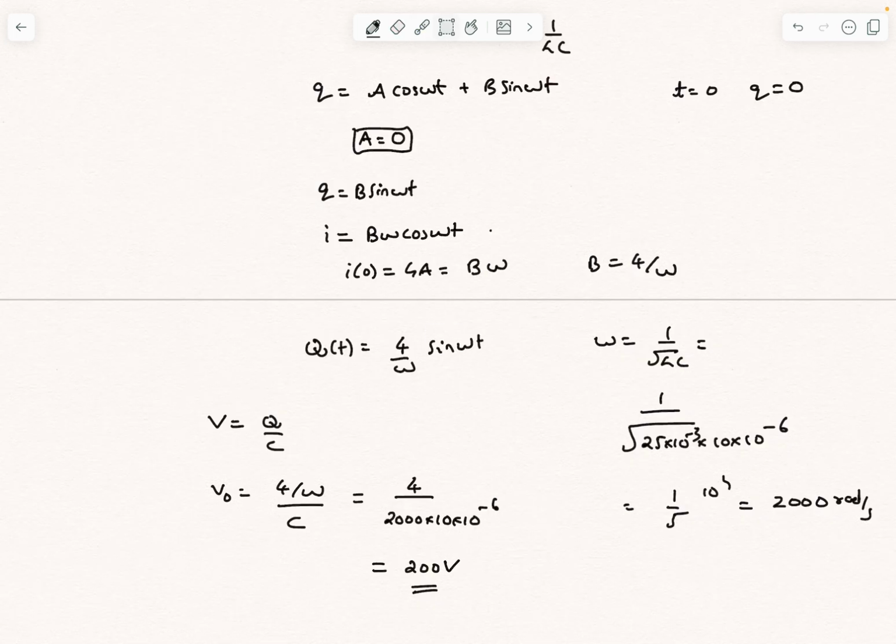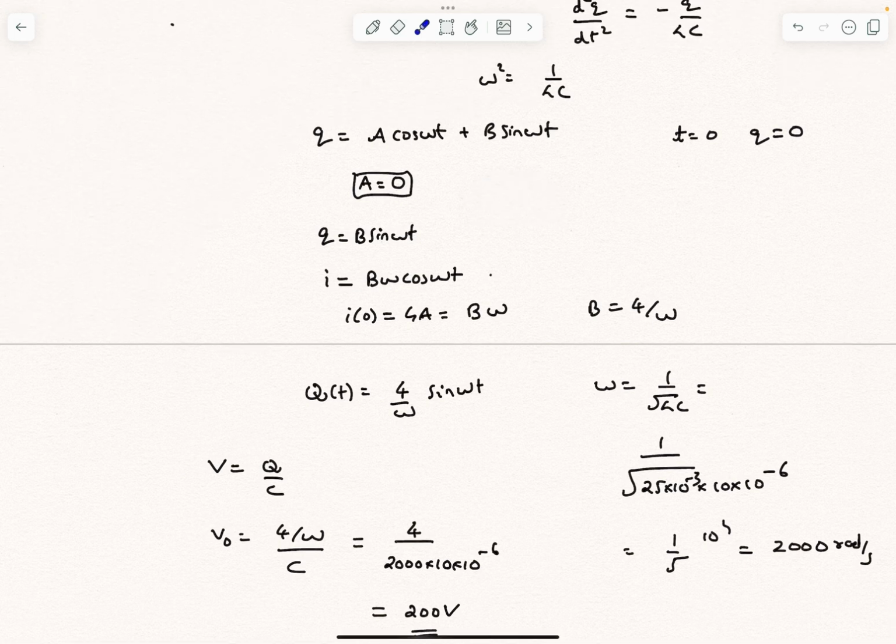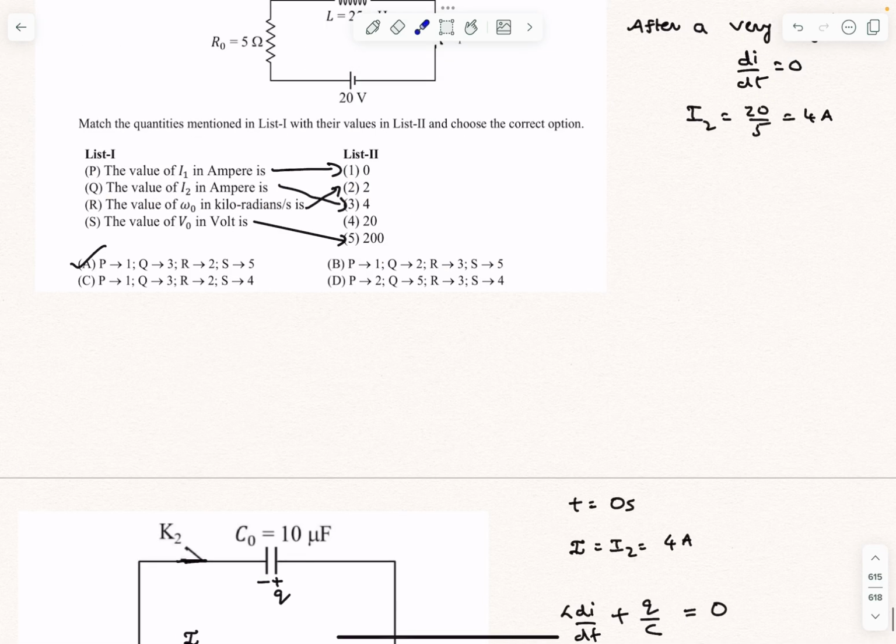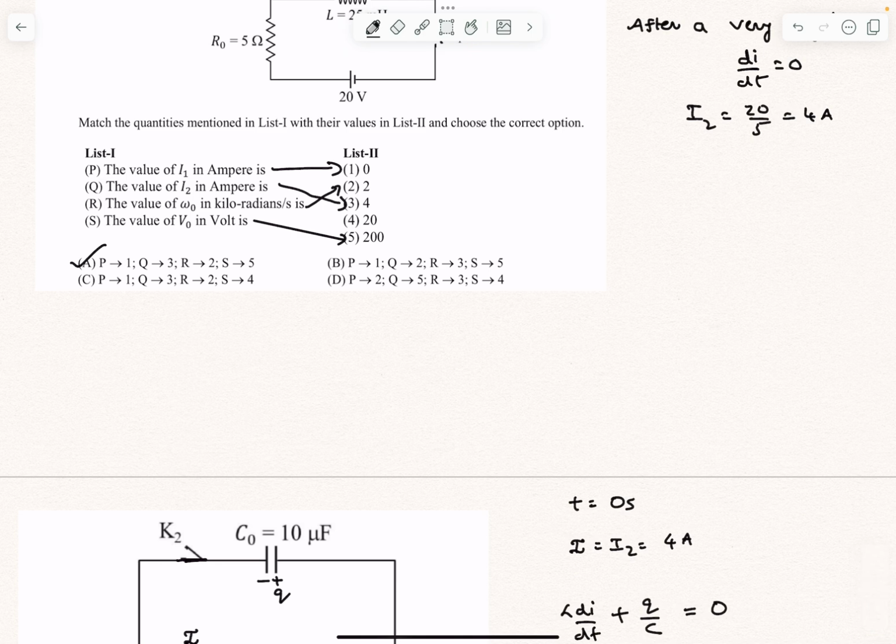Okay guys, if you observe something, the function of the charge and the function of the current are 90 degrees out of phase. It basically means that when the charge is maximum, the current is 0, right? I mean, we can also decide that using energy conservation, right?